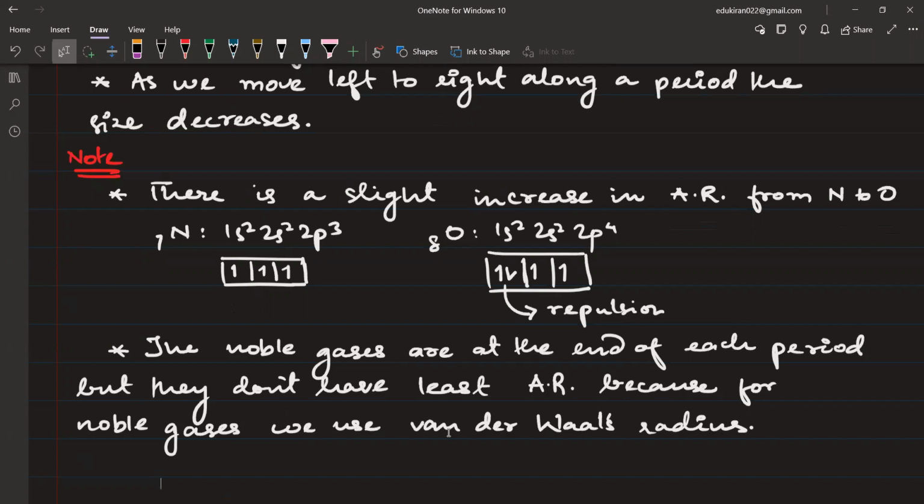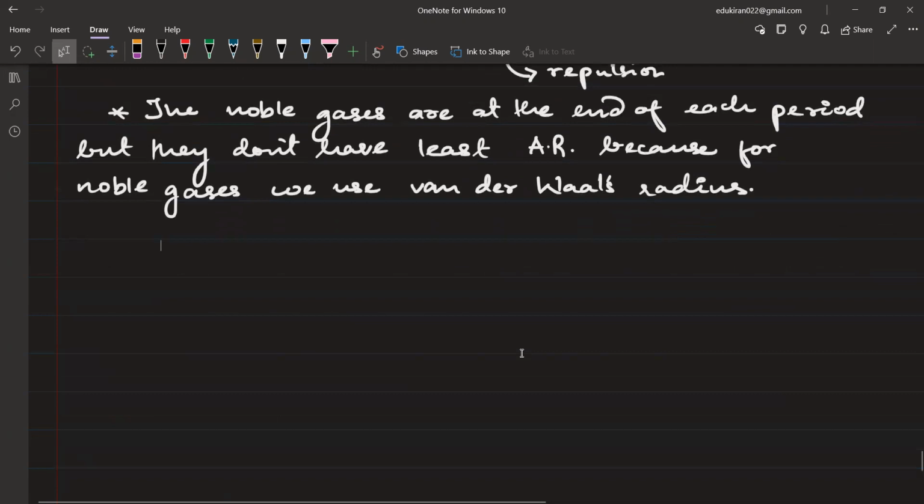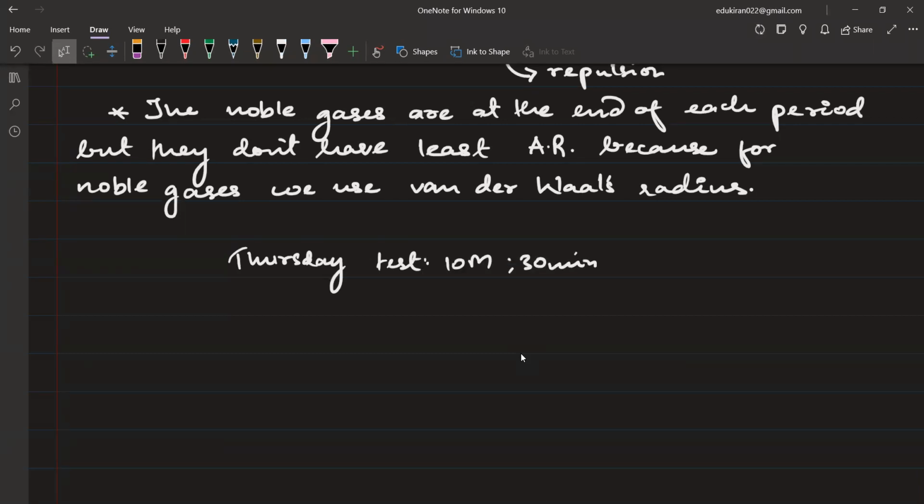Please revise, and also you have a test. I hope you guys know this. You have a test in the next class, that is Thursday. There will be a test, and this test will be of 10 marks and for 30 minutes. All the questions will be subjective. I think the topic that I have chosen is quantum numbers, right?